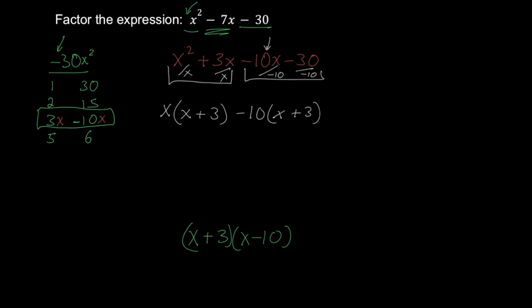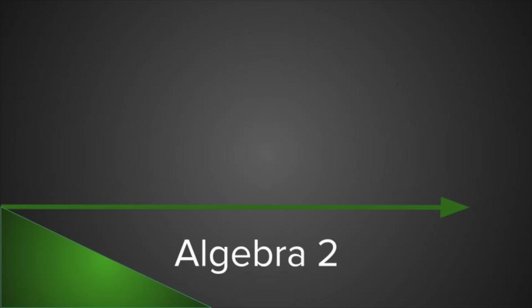And then we also see that we have x plus 3 in both terms. If we pull that out, we'll have x plus 3 and x minus 10. So as you can see, I got the same thing as what I did with the shortcut. But again, that shortcut only works if the leading coefficient is 1. And this is not the only strategy to factor polynomials or quadratics.